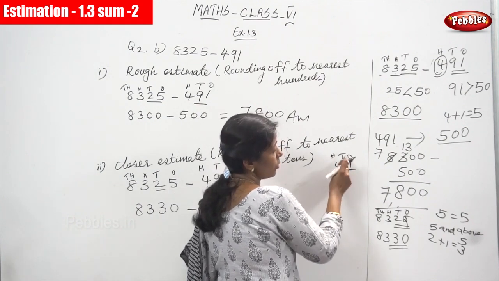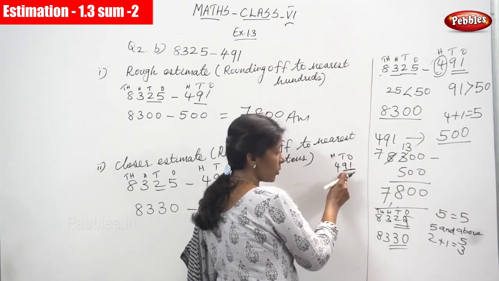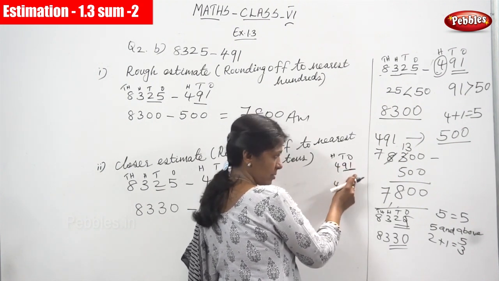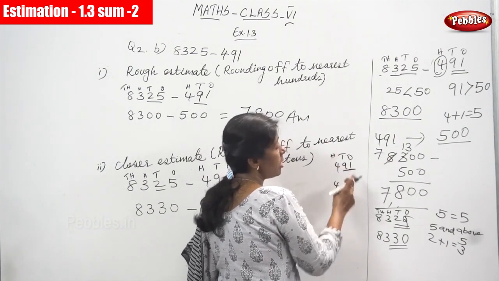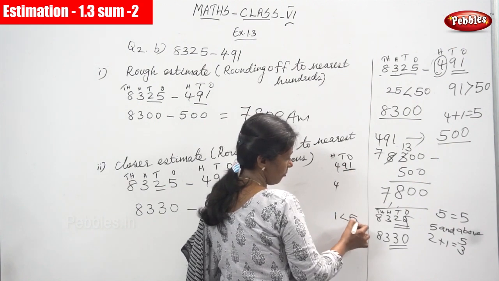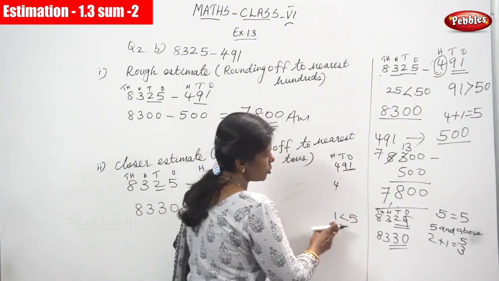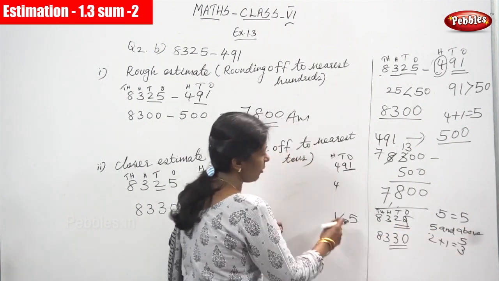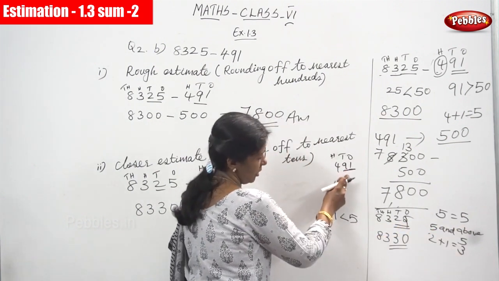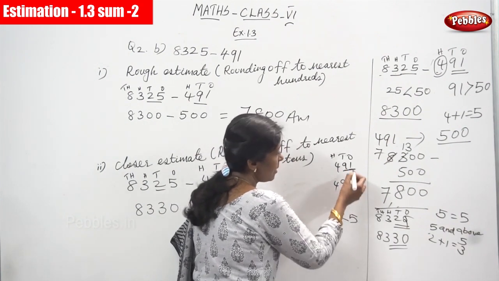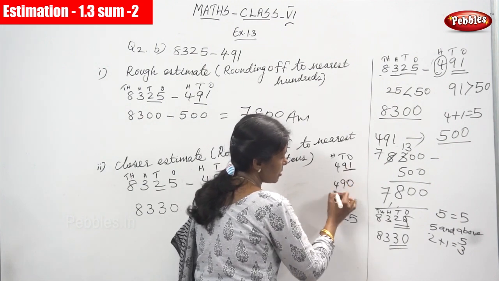You consider not only the tens place value, you have to consider the ones place value also. What is the number in the ones place? 1. So 1 is less than 5. You should not apply the rule. Only for 5 and above 5 do you add 1 to the tens place value, but this rule is not applicable. So you write 9 as it is. This ones place value becomes 0.